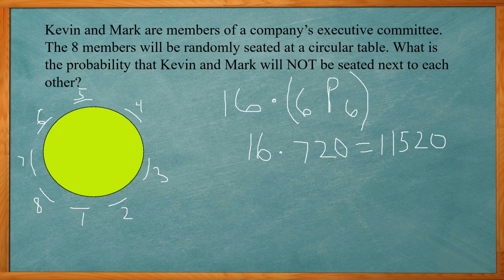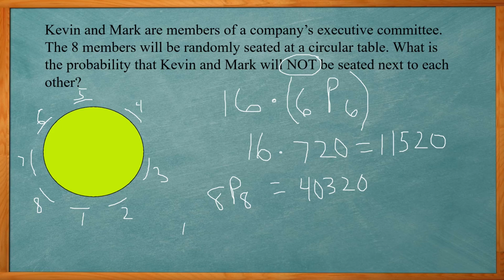Okay, so this is the number of ways that they could sit next to each other, but we want to know the probability that they're not sitting next to each other. So now we need to figure out how many ways, in total, you can sit the 8 people in the 8 chairs. So that's just another permutation, 8 choose 8, and that equals 40,320.